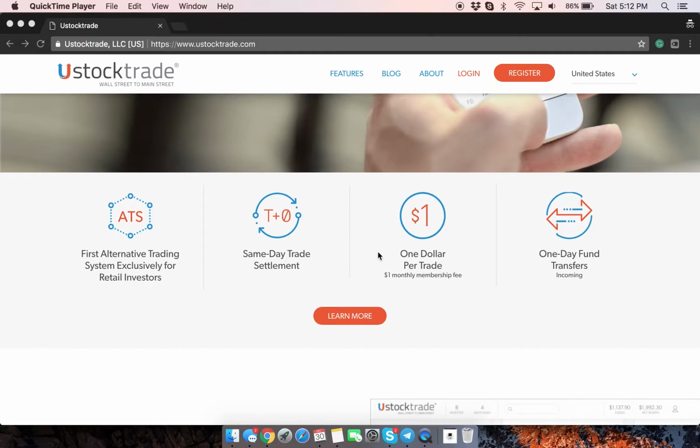But what I also really love about it is that it's only $1 per trade with a $1 monthly membership fee. But hey, if you're making a couple hundred, a couple thousand, whether you're swing trading or day trading, just paying this fee isn't that much of a problem to me, in my opinion. And then they have 1 day fund transfers. So that means as soon as you get access to your funds after you sell your stocks and it shows up on your account, you can transfer it directly to your bank account. So all these are major pluses that Robinhood doesn't even offer.